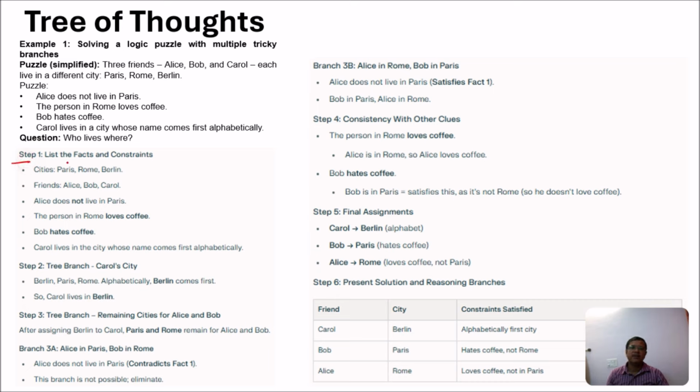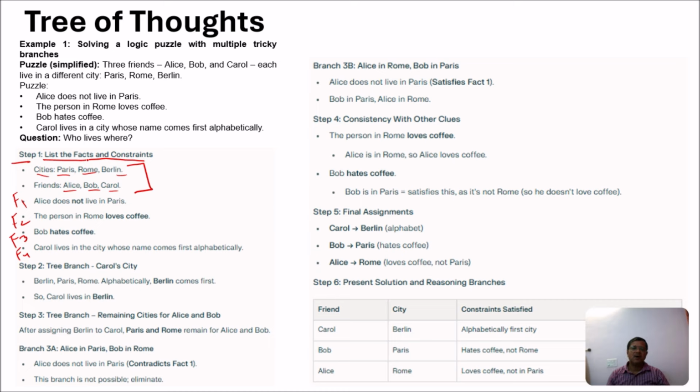The first step will be to list all the facts and constants. So what are the facts and constants? The constants are the city names: Paris, Rome, Berlin, and the friends: Alice, Bob and Carol. And what are the facts? Fact F1 is Alice does not live in Paris. Fact F2 is the person in Rome loves coffee. F3 is Bob hates coffee, and F4 is Carol lives in the city whose name comes first alphabetically.